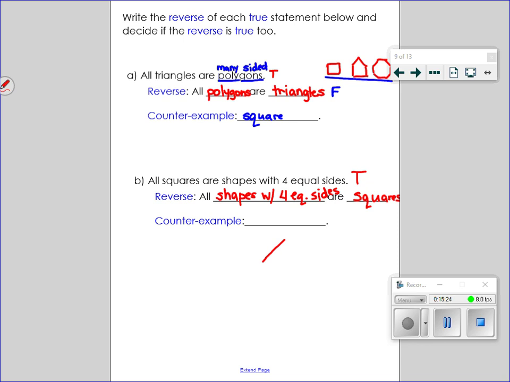Well, I've got a shape like this. I could have 4 equal sides. Is that a square? It's called a rhombus. And that's a shape with 4 equal sides, but it's not a square. Or a shape like this. I could have a parallelogram with 4 equal sides, but it's not square corners. Those are both counterexamples that prove that statement false.